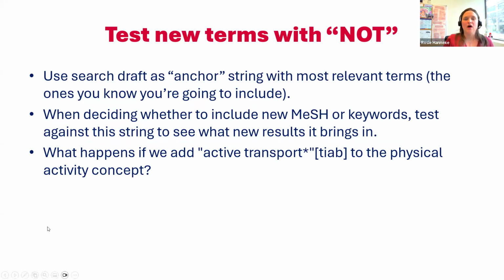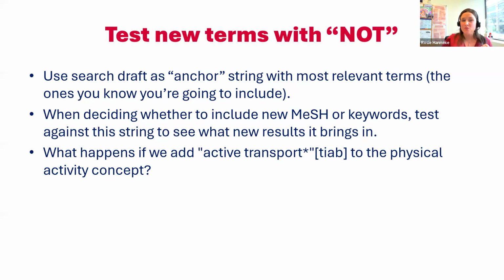Okay, so I mentioned that third Boolean operator, which is NOT. Really, the only time we ever use NOT in a systematic review search is to test new terms. What I mean by that is I have my search draft, which I'm using as my anchor, so I know this is at least what I'm using as my beginning search. And then I'm going through my results and I see a new term. I see active transport and active transportation.